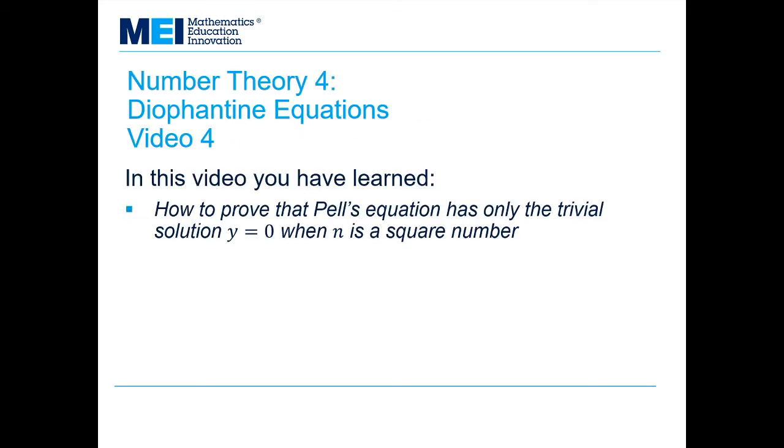In this video then, we've investigated Pell's equation when n is a square number. We found out using our program that there were no solutions, and then we proved that there is only the trivial solution y equals 0 when n is a square number.